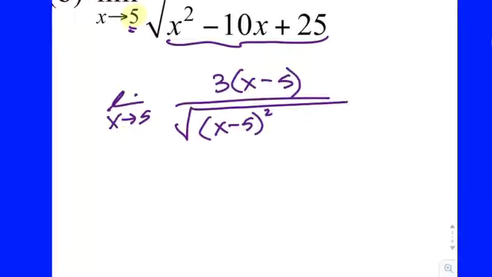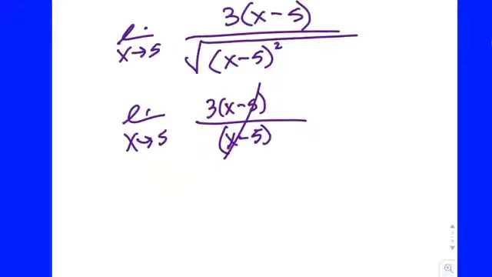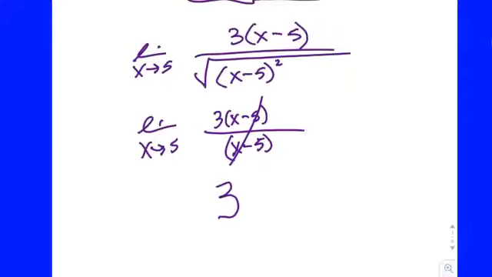Does that help us? I think so, right? I have a 3 times x minus 5 in the numerator. What becomes of the denominator? X minus 5. And then these divide out. And the limit of a constant is a constant. Does that feel right? Or does that feel naughty?